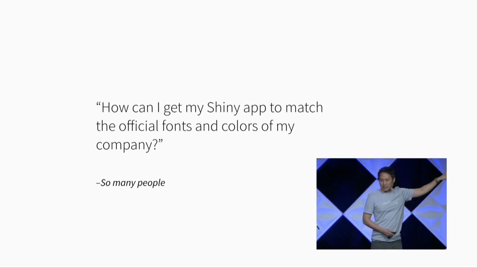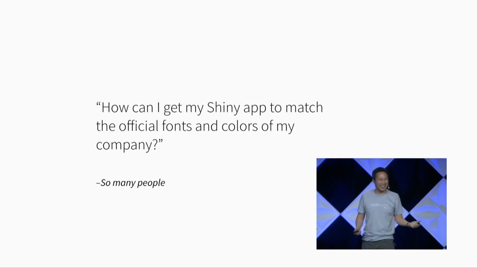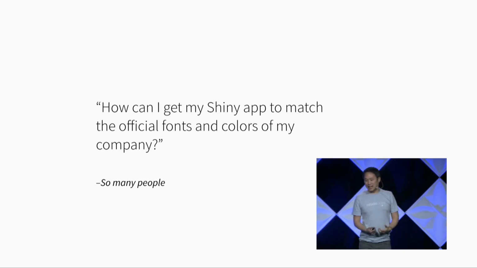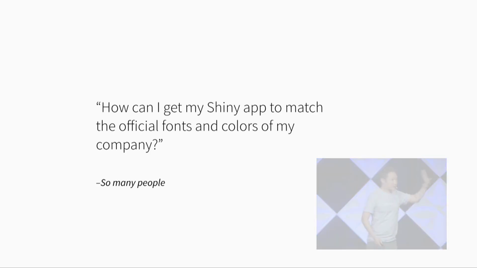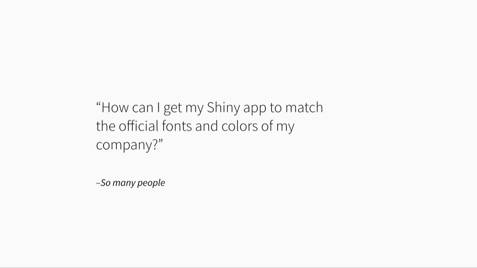The thing I want to focus on today is this, right? Wait, why is that funny? How can I get my Shiny app to match the official fonts and colors of my company? I get this question a lot. I get it from our customer success people. I get it from people at conferences. And maybe for you, it's not your company. Maybe it's your client. Maybe it's your university, or whatever it is. You might have some reason to prefer a specific set of fonts and colors. And this seems like it's something that should be pretty easy, and it turns out that it's not.